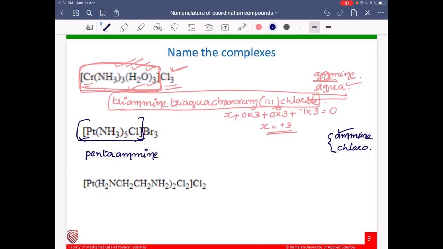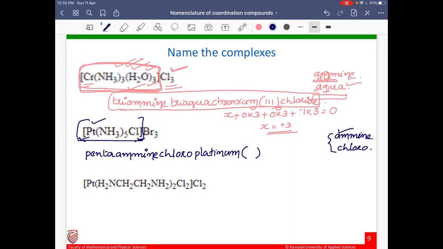Next is chloro. How many chloro is there? One is there. So we can write monochloro or just chloro. Pentamine, chloro. And we know that this platinum belongs to the complex ion, which is cation. So we have to just write the name of the metal, that is platinum. Then we should write the platinum oxidation state.